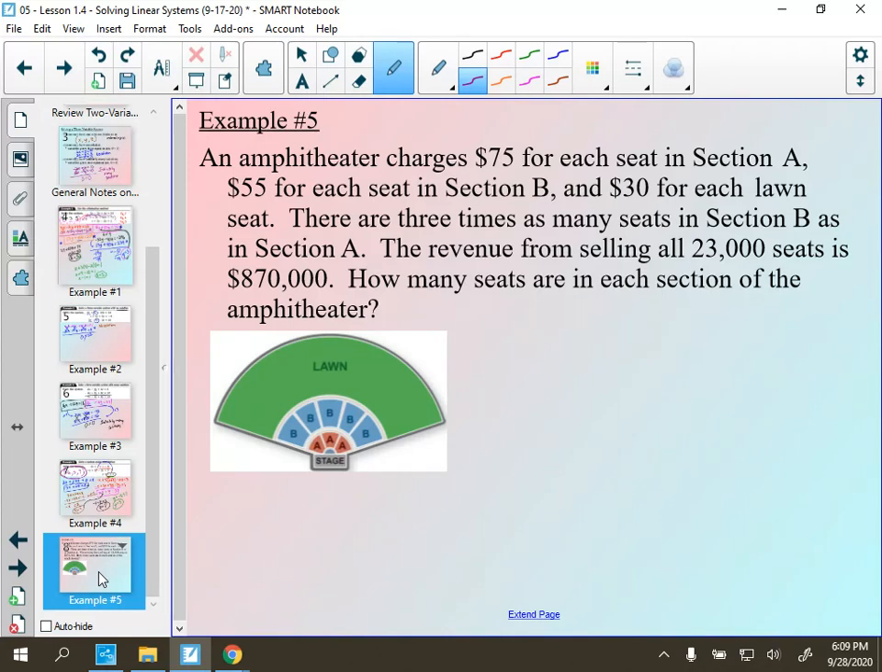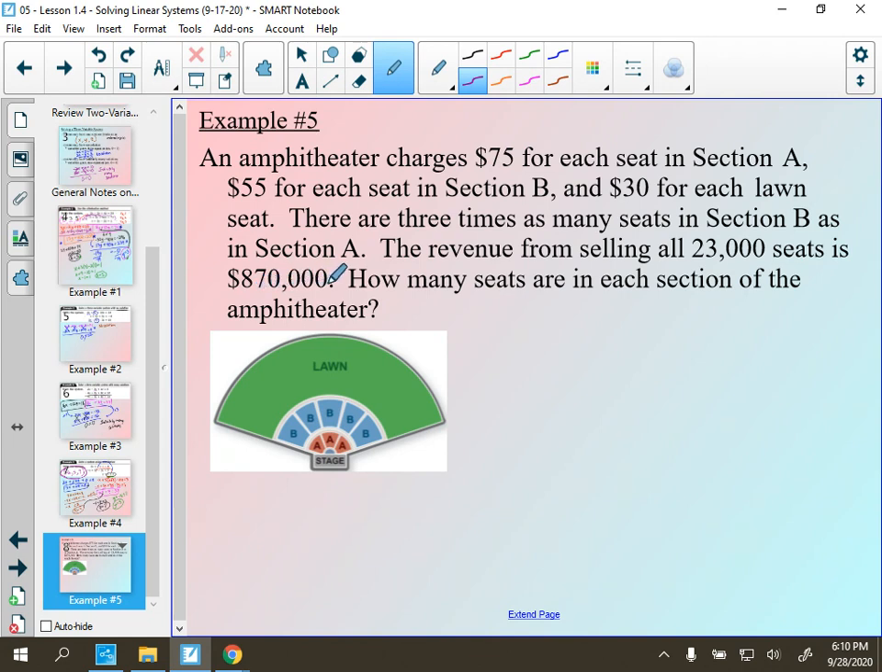So let's read it. An amphitheater is charging $75 for each seat in section A, so up close to the stage, $75. $55 for seats in section B, and then $30 for each lawn seat. Okay, so that's a very relatable situation. It tells us there's 3 times as many seats in section B as in A, which, picture-wise, kind of makes sense. You're going to be able to fit more seats here. So they're telling us there's exactly 3 times as many seats in B than there is in A. And then if we sell all 23,000 seats, so apparently this venue seats 23,000 people, the revenue is $870,000.